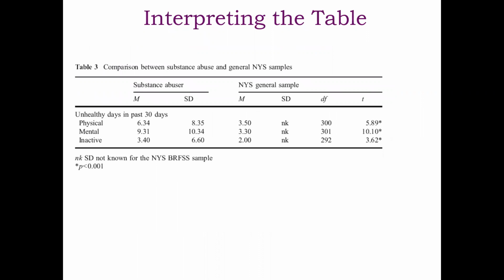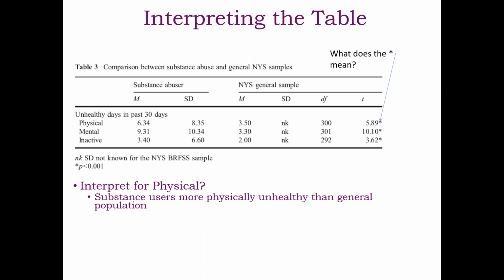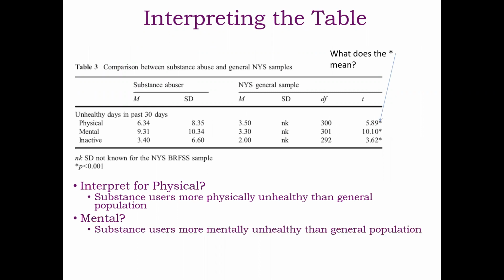All right, so what does this mean? The asterisk means that p is less than 0.001. It should not have that 0 in front of it. See, even in published research, they make those mistakes. Interpreting physical: substance users were more physically unhealthy than the general population. Mental: substance users had more mentally unhealthy days than the general population. And substance users were less active than the general population in the past 30 days. So that's your plain English.